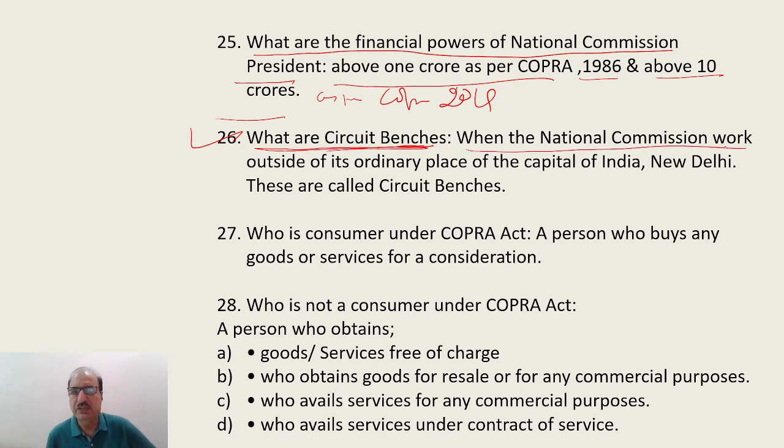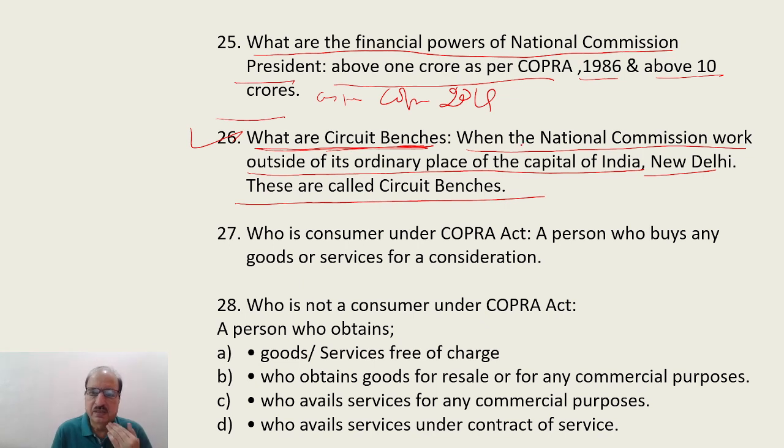When the National Commission works outside the ordinary place of capital of India, these are called circuit branches. The National Commission head office is in Delhi. So if the National Commission goes out of the city, New Delhi, and conducts adalat, these are called circuit branches.